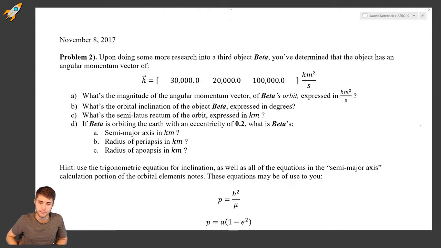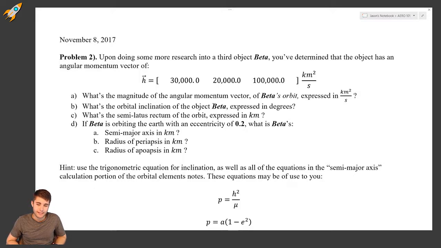Okay, so problem 2. Upon doing some more research onto a third object, object beta, you've determined the object has an angular momentum vector of the following. Okay, we were given an angular momentum vector. And the first thing that we have to calculate is what is the magnitude of the angular momentum vector. The second one, what is the orbital inclination? So what's the inclination of the orbit just based off the angular momentum vector?